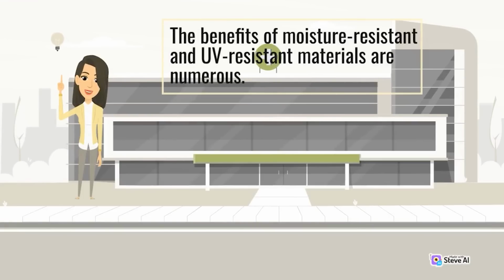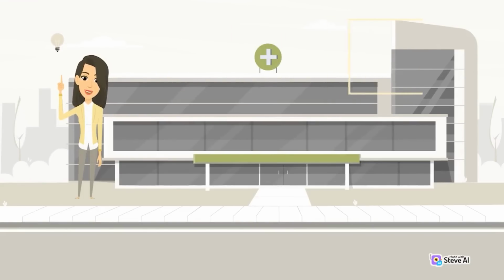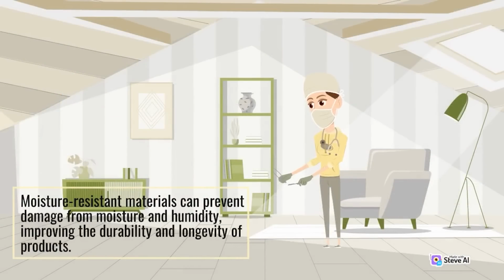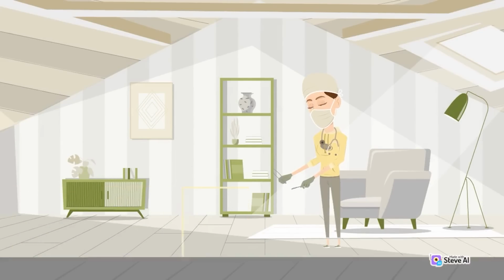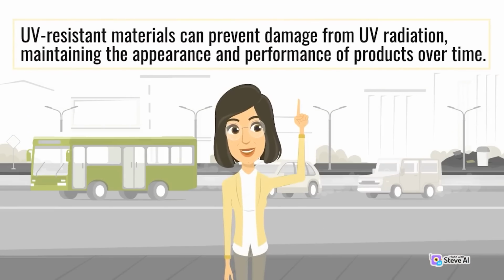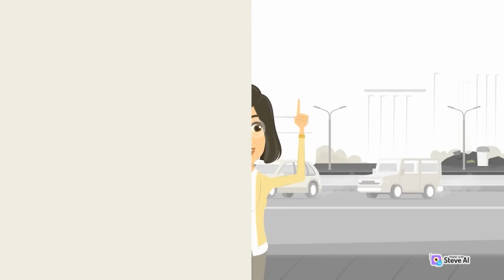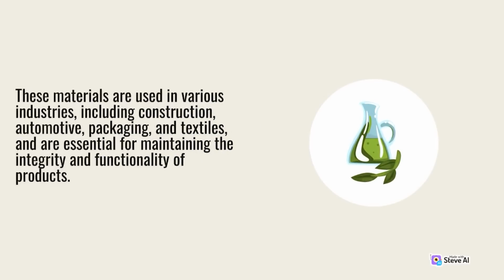The benefits of moisture-resistant and UV-resistant materials are numerous. Moisture-resistant materials can prevent damage from moisture and humidity, improving the durability and longevity of products. UV-resistant materials can prevent damage from UV radiation, maintaining the appearance and performance of products over time. These materials are used in various industries, including construction, automotive, packaging, and textiles, and are essential for maintaining the integrity and functionality of products.